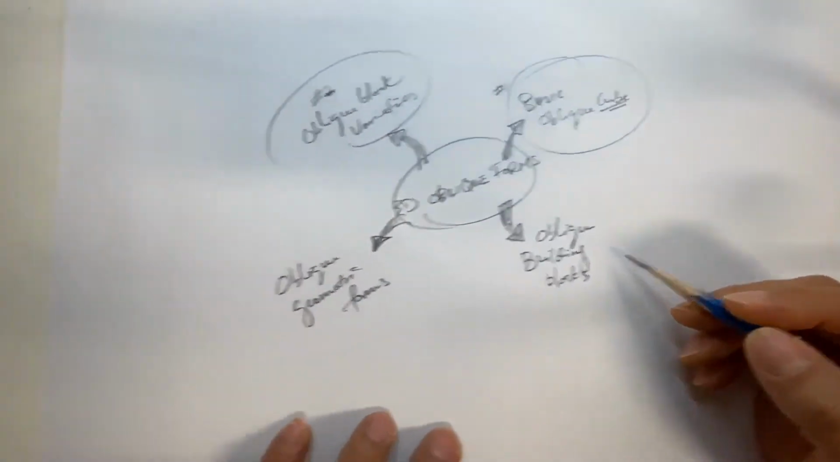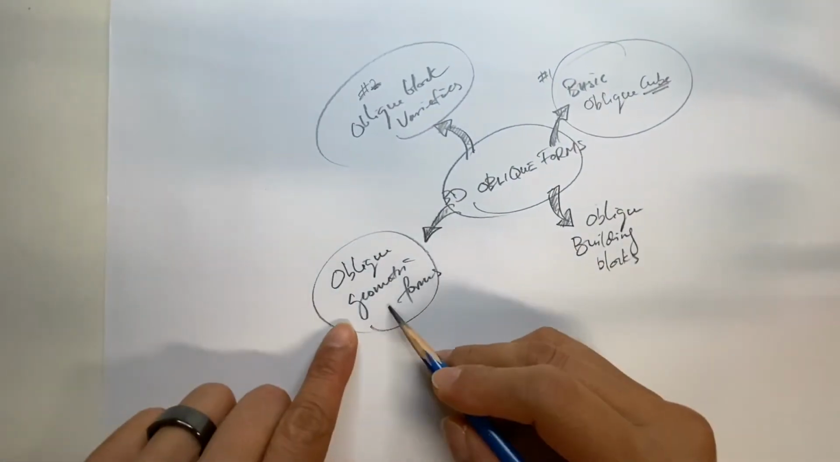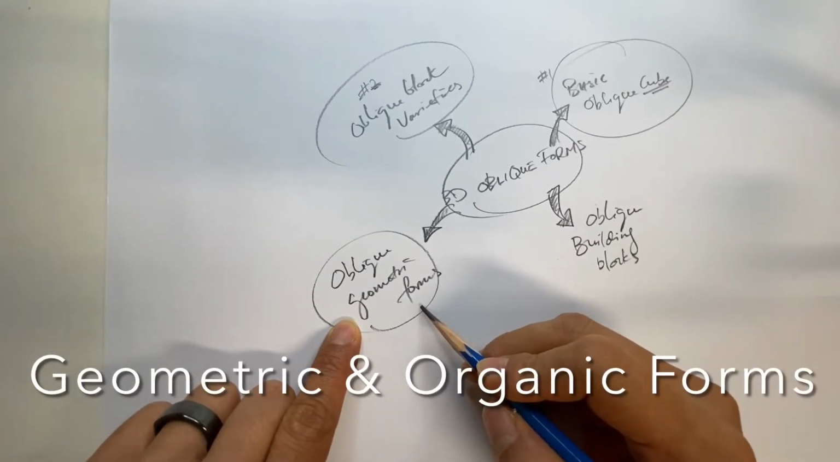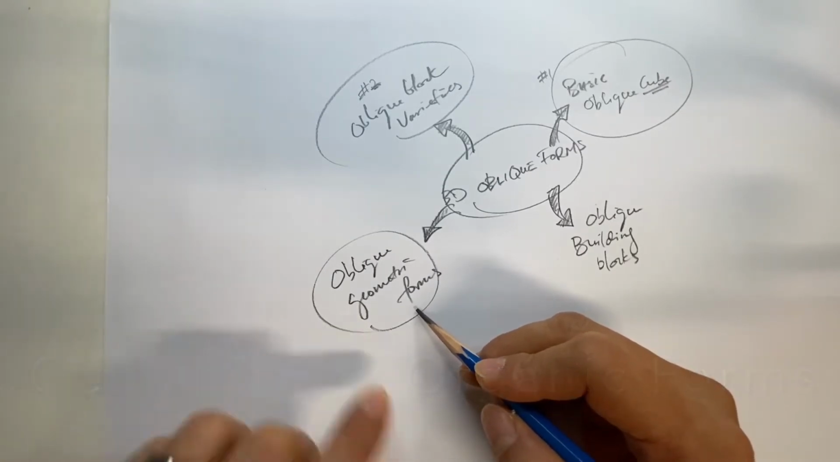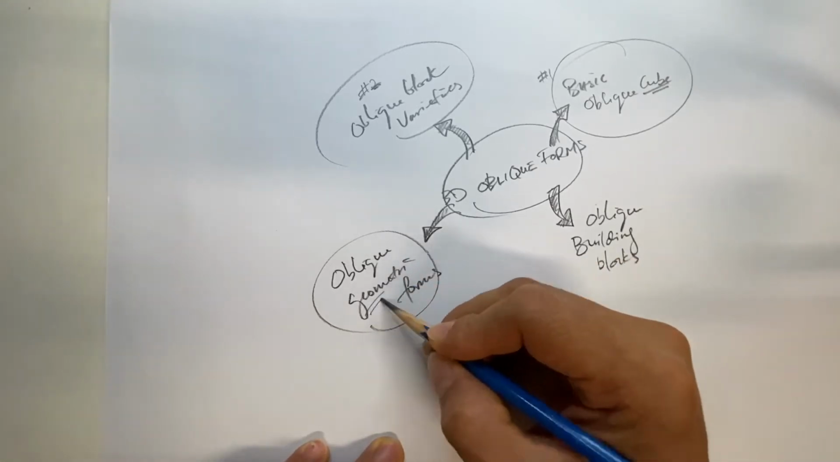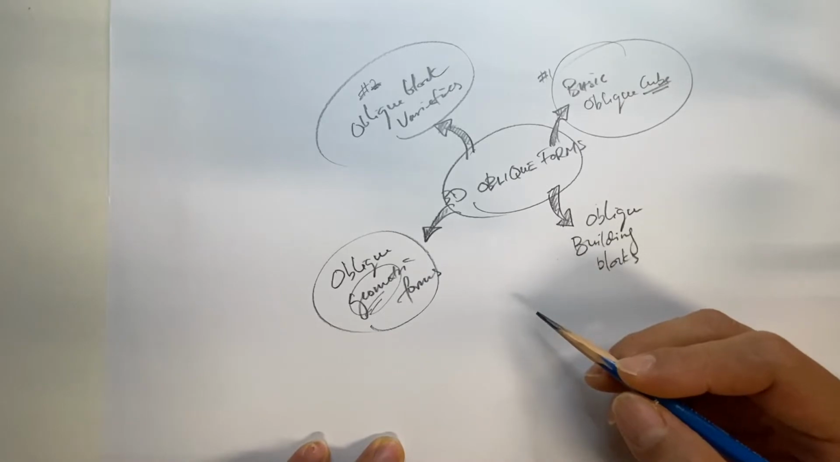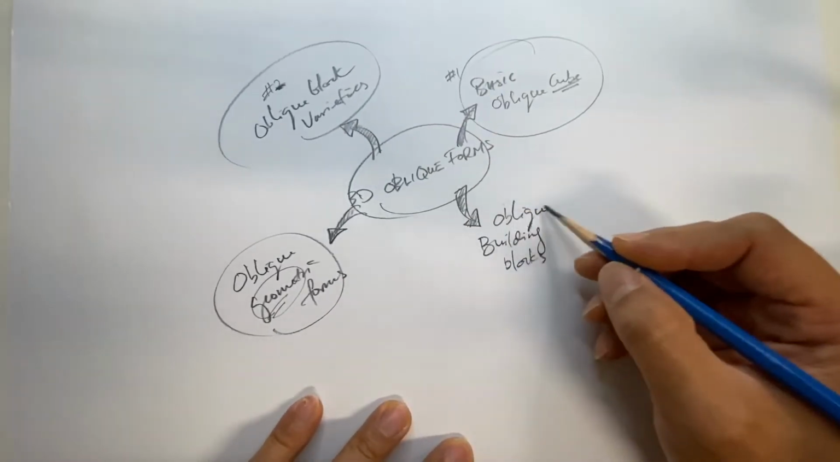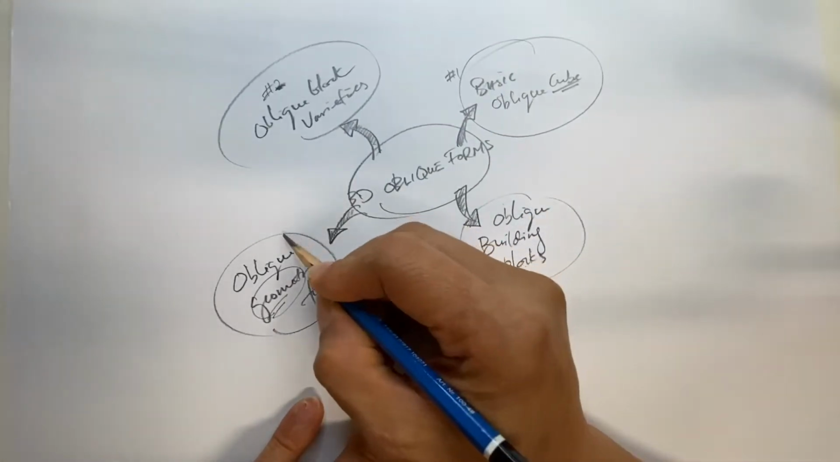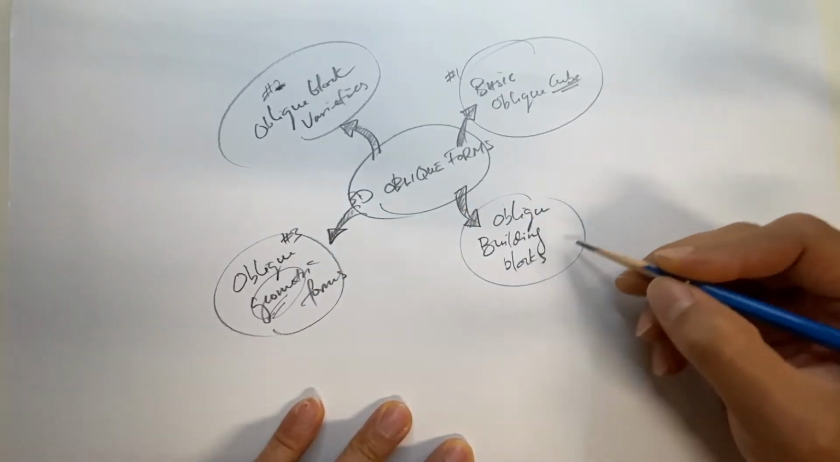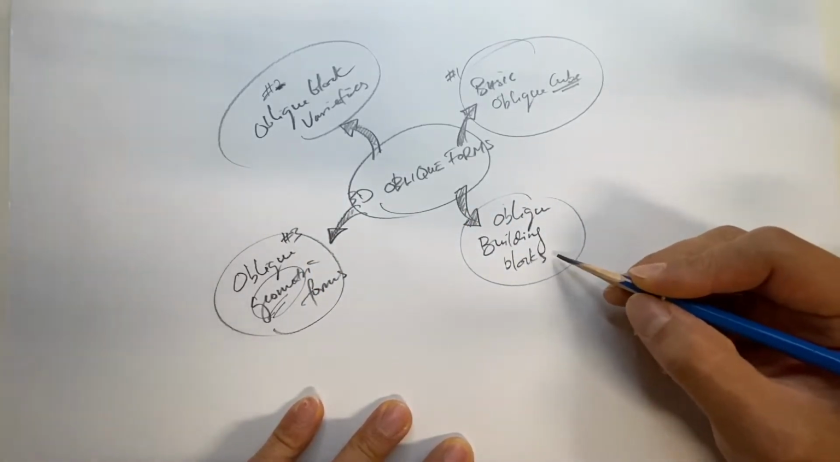And then we will move on to oblique geometric forms. If you can remember the 2D shapes and forms, the different geometric shapes, we're going to transform them into forms. And finally, this one is number 3, we will do some oblique drawing blocks to have a little bit of fun.